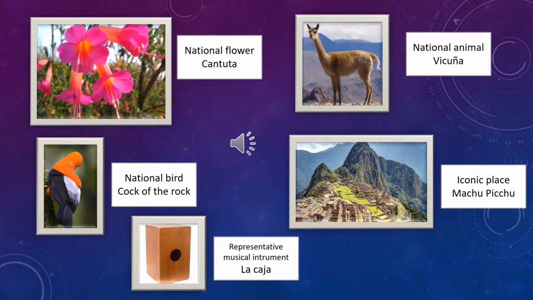Now, here we have some of the most representative things of Peru. We have its national flower, the cantuta. We have its national animal, the vicuña. Its national bird is the cock of the rock. The national or iconic place of Peru is Machu Picchu, and the representative musical instrument we found is la caja.